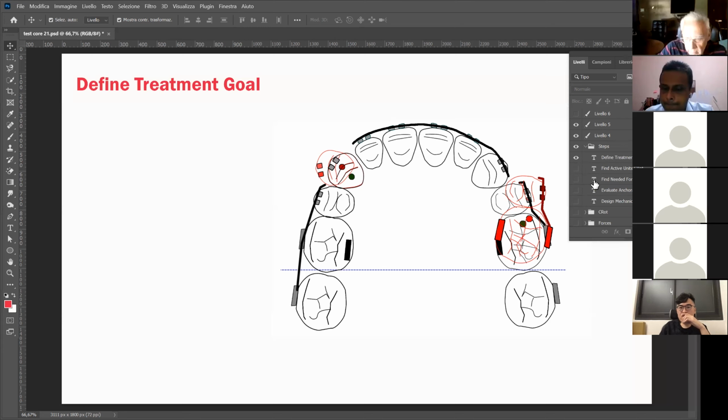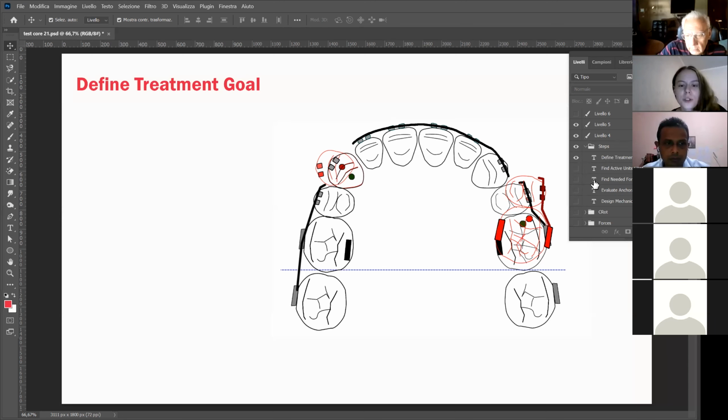Okay, now you answer because this must be interactive. We have to find a force system that is needed for this movement. Okay, good. Let's add something. At this stage, you find the force system which is needed for the active units. Okay, Oksana, that's very good. And also you have to focus on the teeth that are not going to be moved.